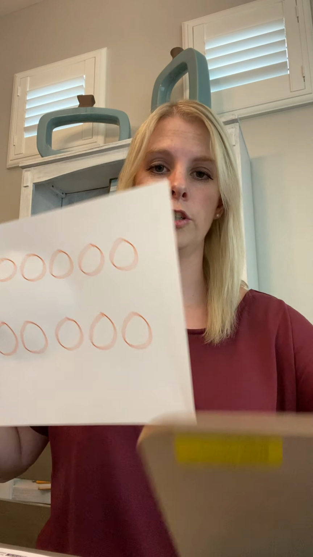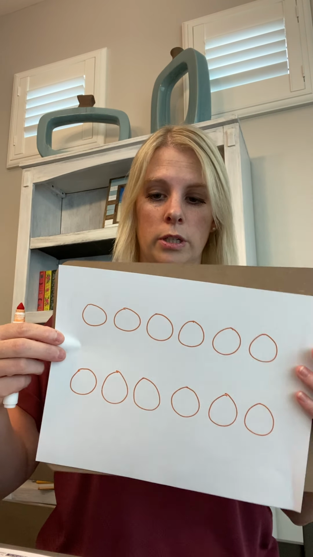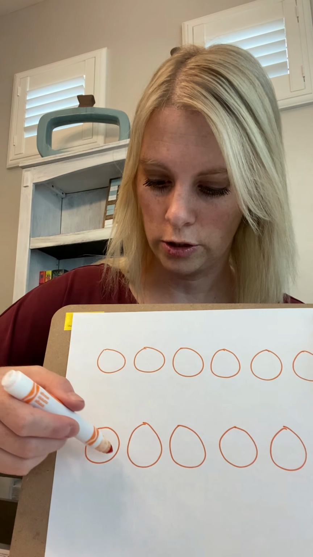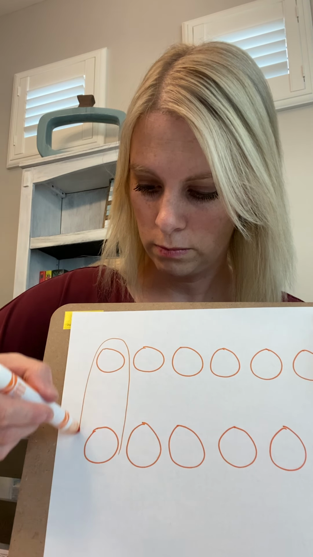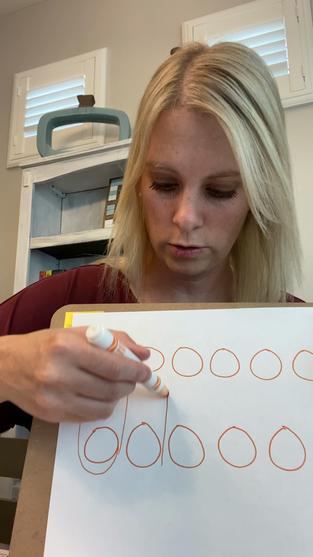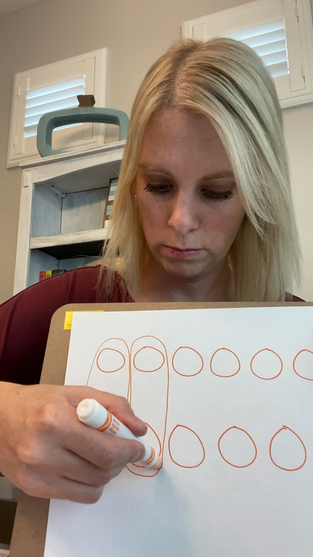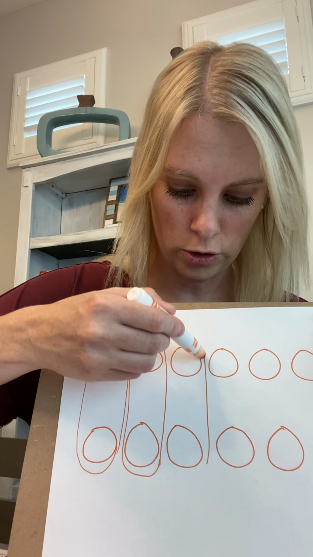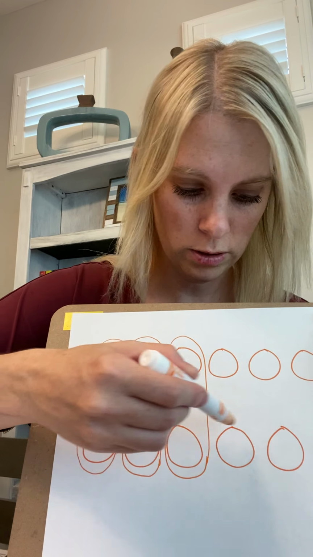All right. So if I was to put them in groups of two, let me hold this up so I can write on it. I would say, all right, I'm going to put this first group in two. And my second group in a group of two. See how there's two in each group?